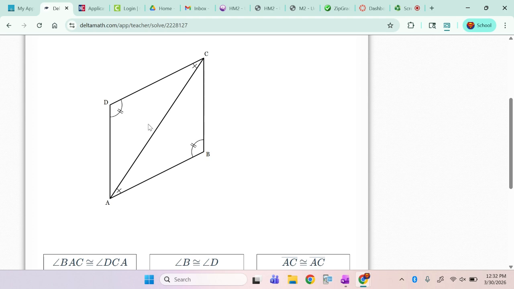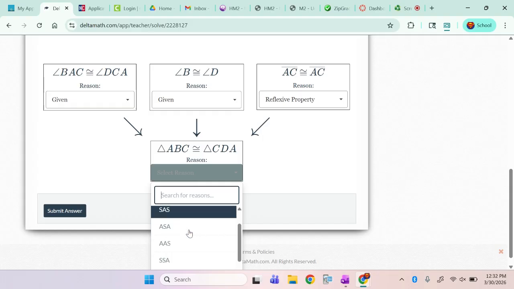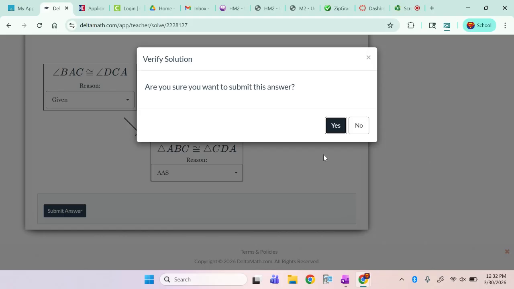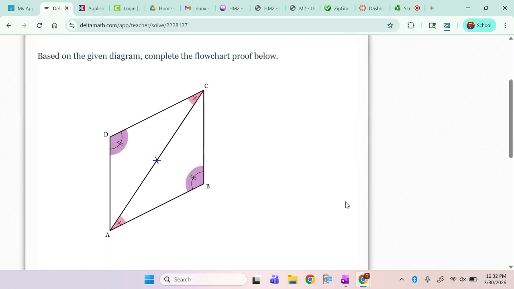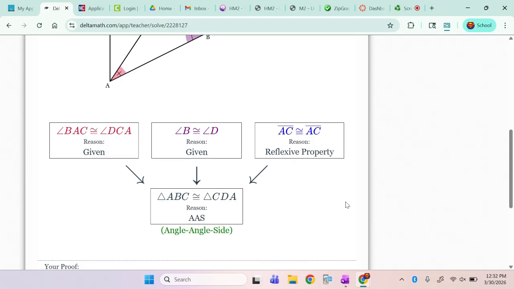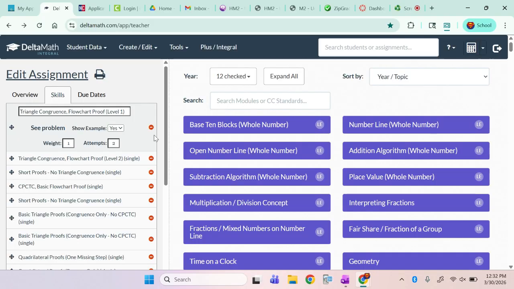It's what? Angle, angle, side. And then we can click submit. So that's how you go about these. All right, but these are easy ones. Let's look at one that may not be as easy.